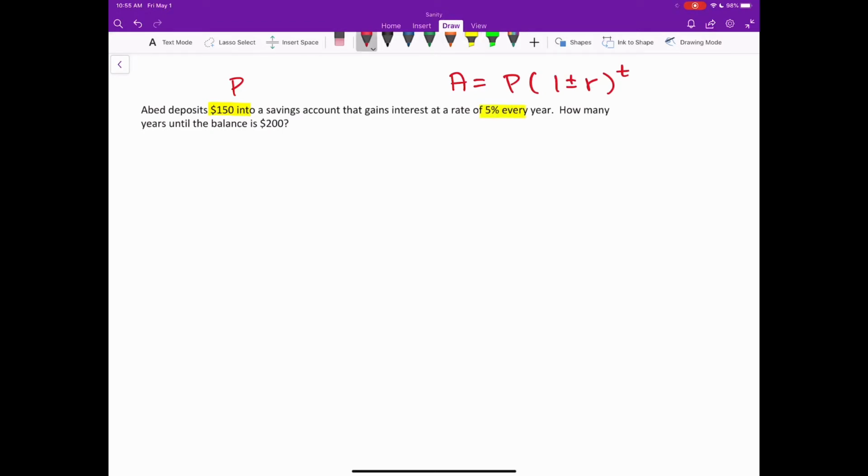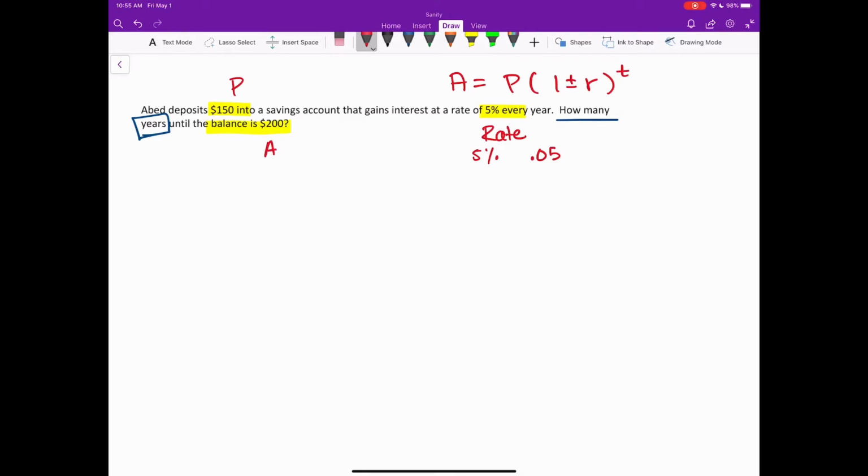So there's my rate. Right now we're talking about percentages. So I'm going to have that rate, and let's just convert that percentage into a decimal right now. 5% as a decimal is 0.05. And then it says how many years until the balance is 200. Again, that's what we're trying to solve for. How many years? So we're trying to solve for that exponent of t until the balance is 200, right? And that's kind of my end-all, be-all goal here, this 200. That's what it should be after some amount of years.